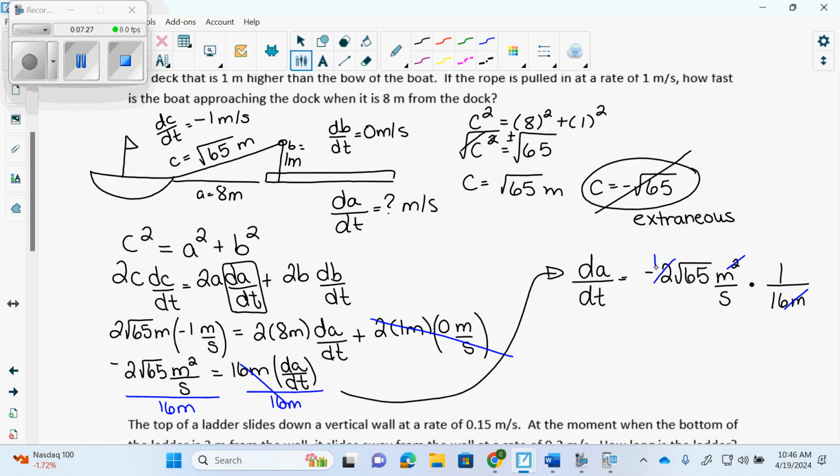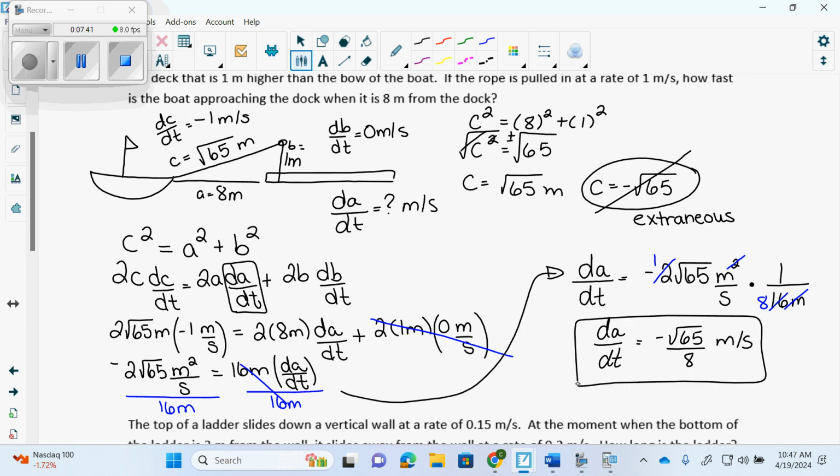The 2 becomes a 1, the 16 becomes an 8, and dA over dt equals -root 65 over 8 meters per second. Now, does that make sense that the dA over dt is negative? That the angle is reducing the rate of change? Yeah, because it's getting closer to the dock, right? We're pulling it in. If we were releasing it away from the dock, it would be positive.